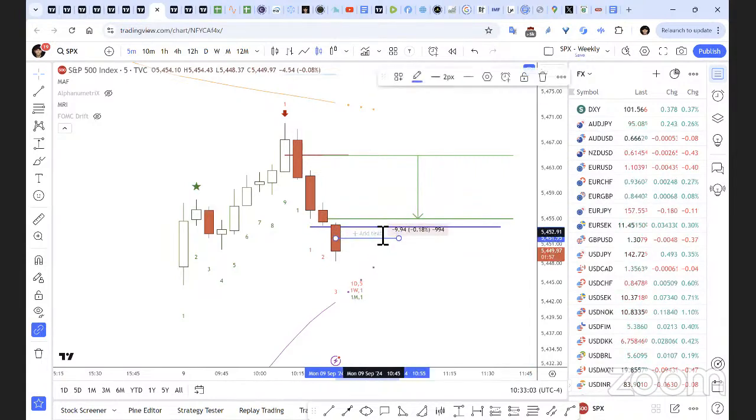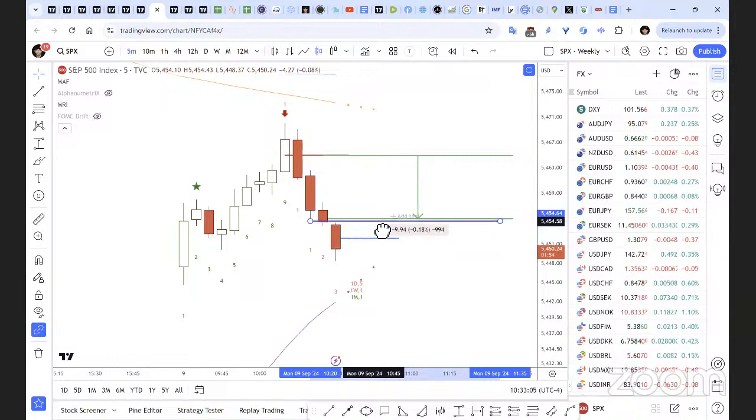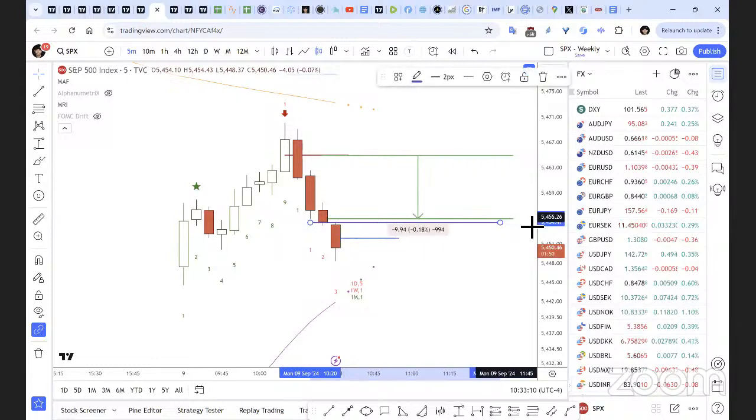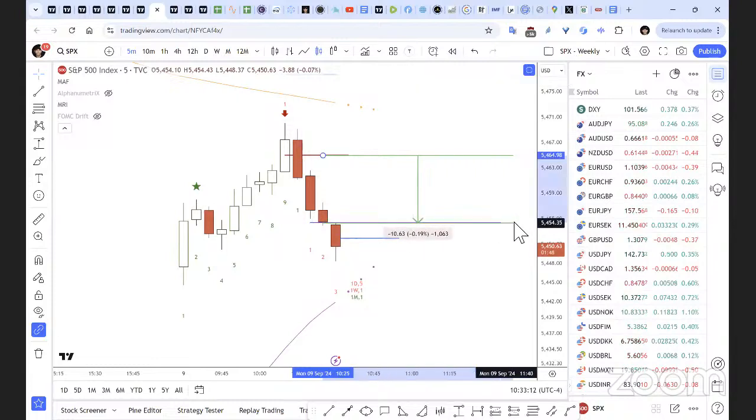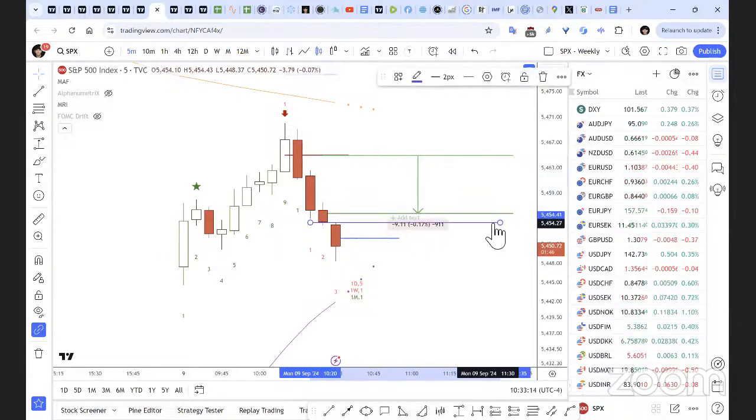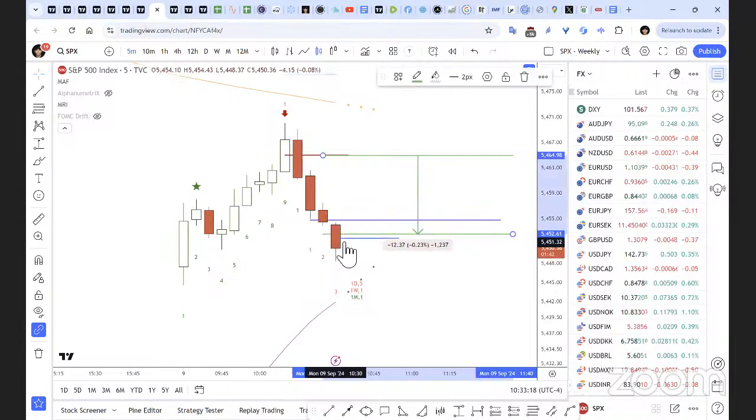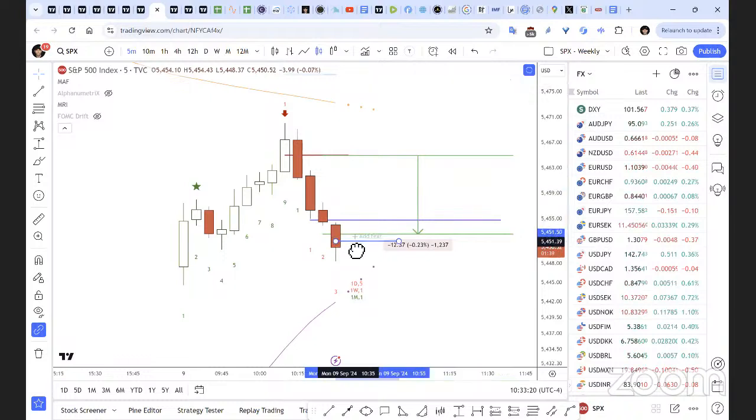I will be almost comfortable putting it in the middle of that candle. Is that the 10-point move? Yeah, that's about 10 points. 10.50. Yeah. And the lower this goes, the lower my stop loss will be.